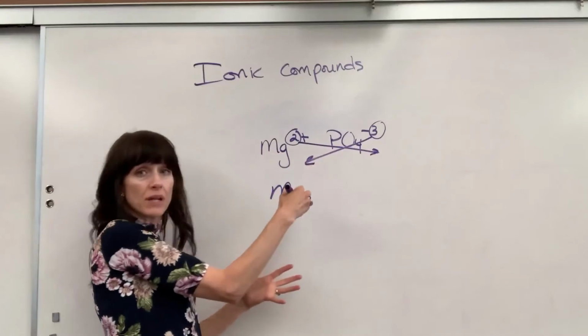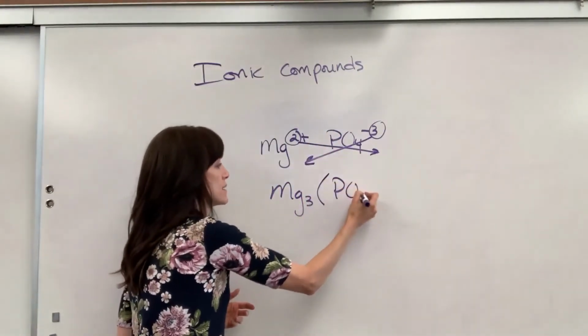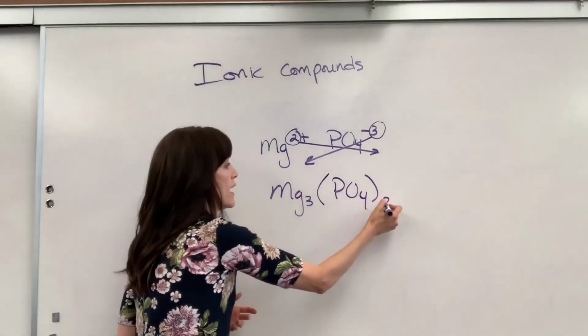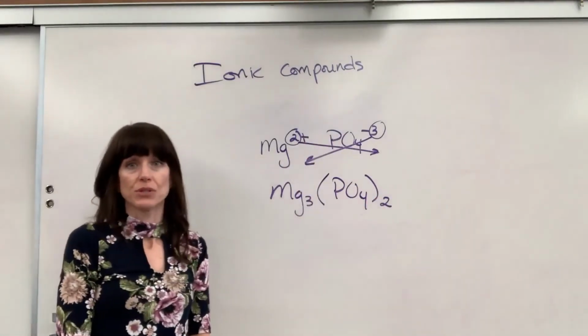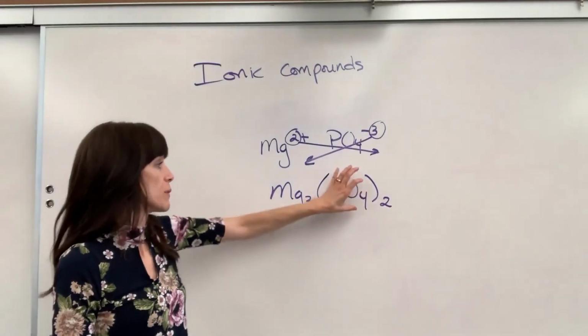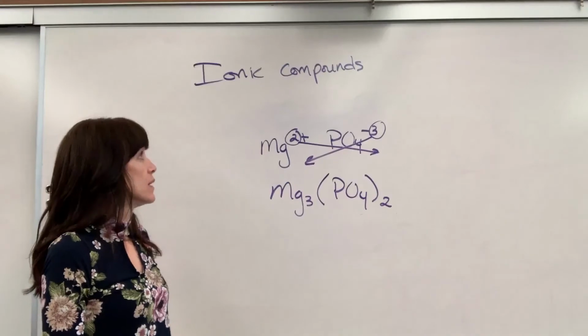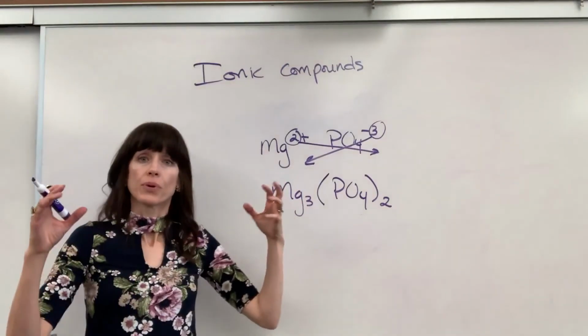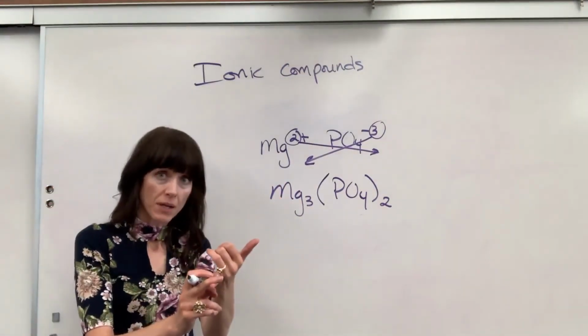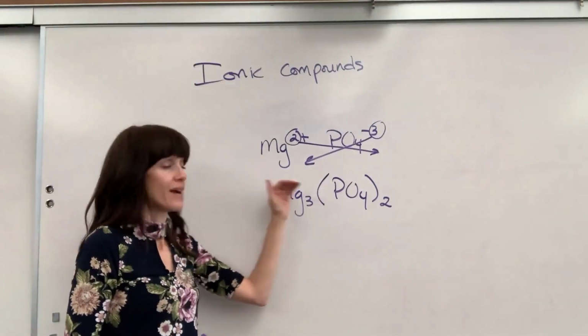To show the reader that whole group gets the subscript, you use parentheses. PO4, and there's your subscript 2. The 2 goes outside the parentheses to show we have 2 of those phosphate groups. Nice. So there's overall putting together monoatomic ions and/or polyatomic ions to form ionic bonds.